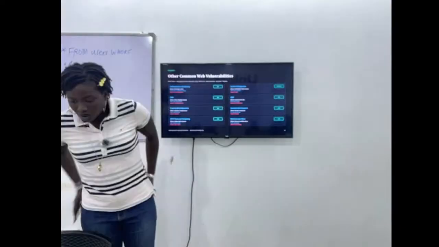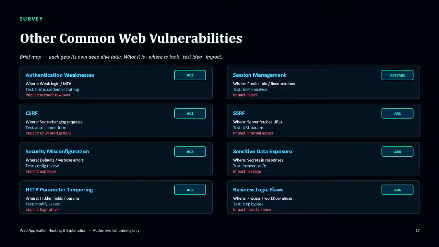Okay, and then there are a lot of other common web vulnerabilities, some of which already have their place in the OWASP top 10, as we mentioned before. Some of them we hadn't mentioned before, but they're still there. We have authentication weakness, where you have a weak login or multi-factor authentication. You have session management, predictable or fixed session. You've logged in as your user, you have a session token, and then from the session token, you're just able to move on to someone else's session token.